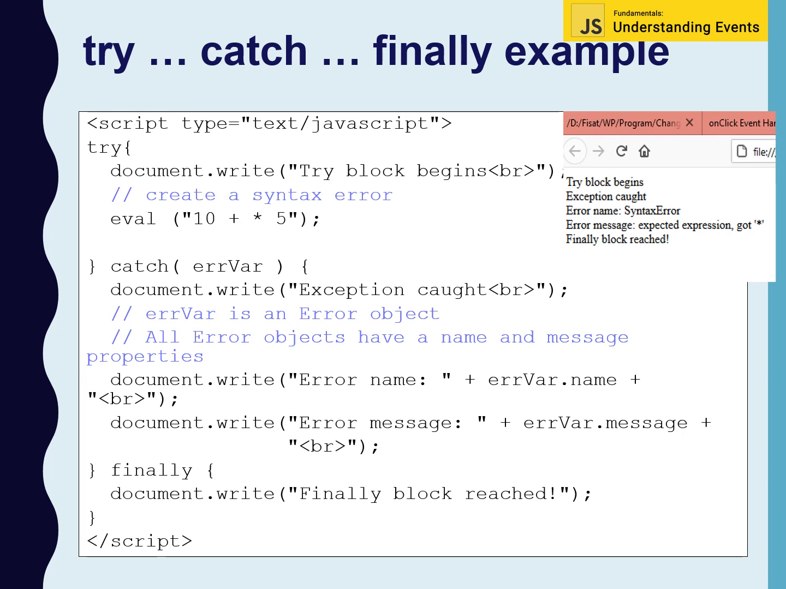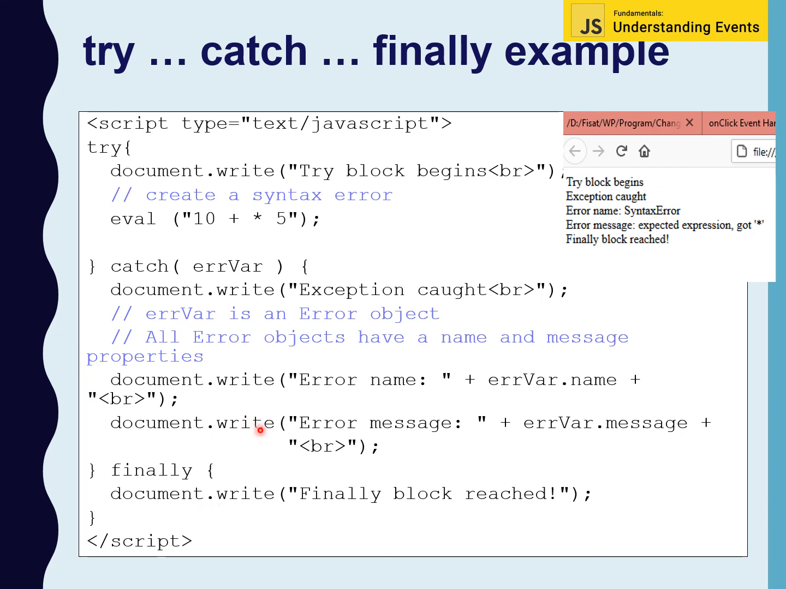Inside the web browser you can see the corresponding output. The try block begins, that is the first statement. Then the eval statement throws an exception. So an exception is caught from this eval statement, and control moves to the catch block. It states exception caught, then br, so it moves to the next line. Document.write of error name, that is error variable.name. The error variable contains the name SyntaxError, then br, next line.